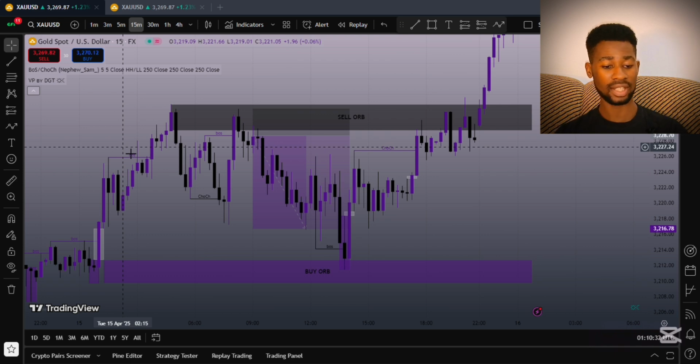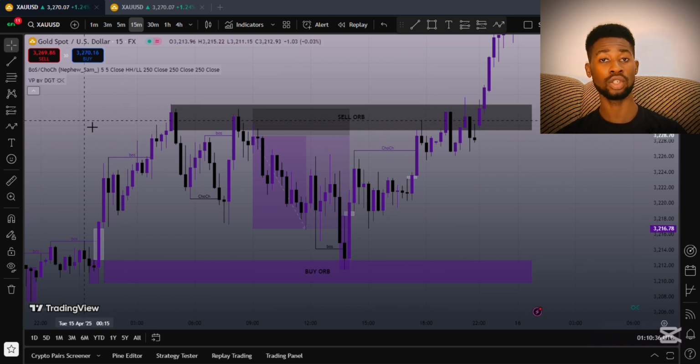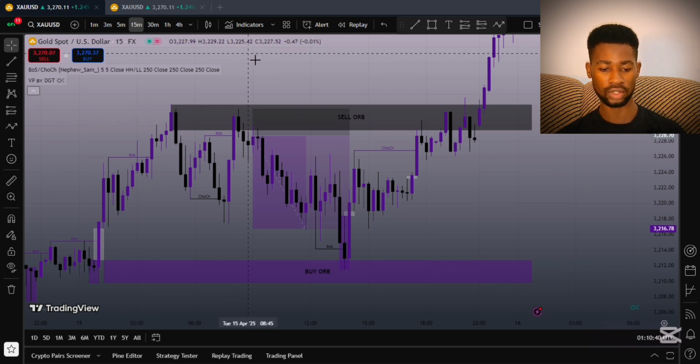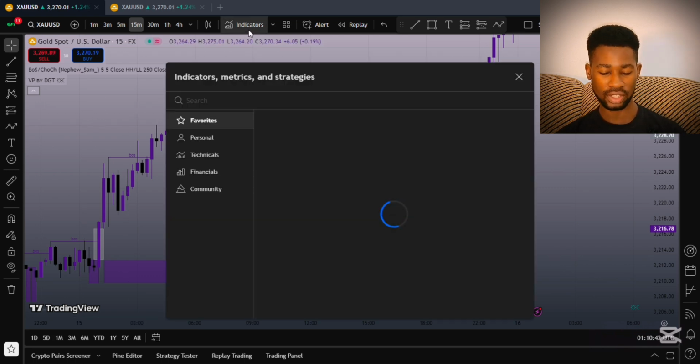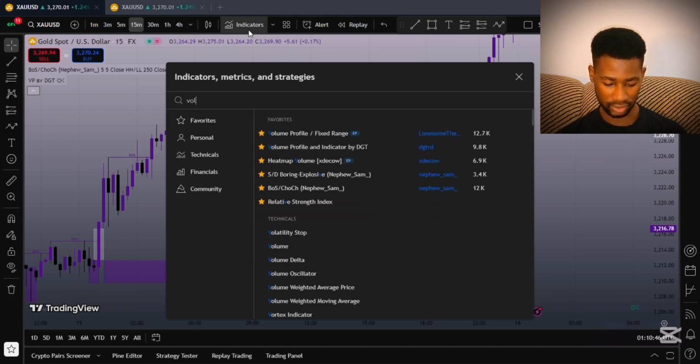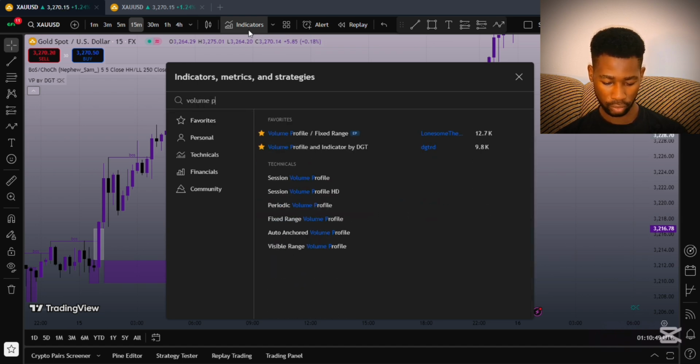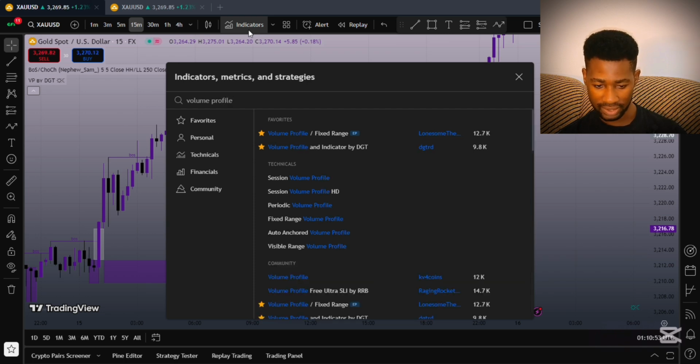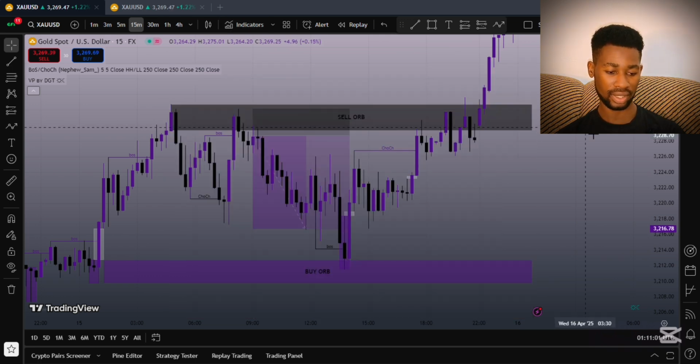So that being said, let's move into this. The first thing you want to do to be able to manage your trades using volume is you come to your indicators like this, and then you search for volume profile. When you search for volume profile, you want to select this volume profile indicator by DGT. All right, this one by DGT right here.